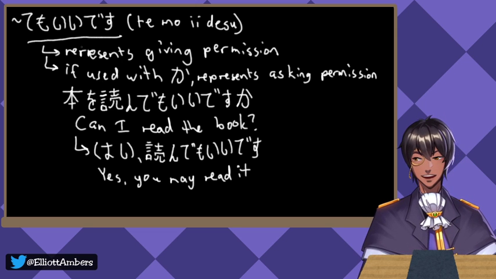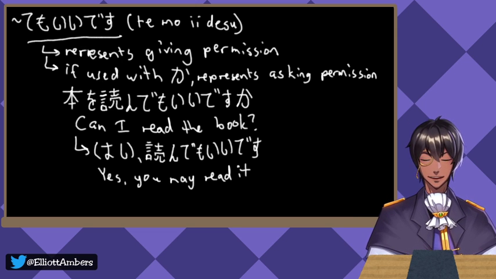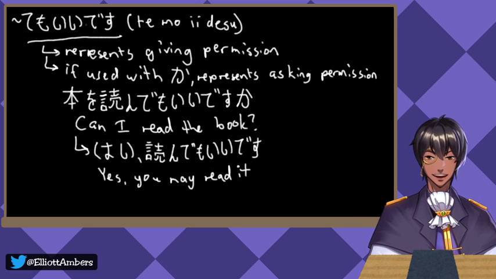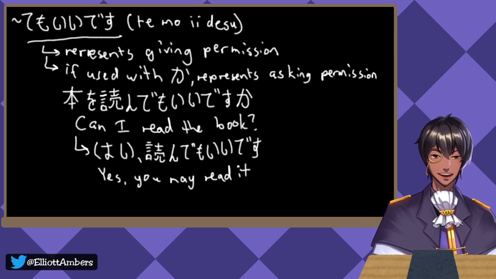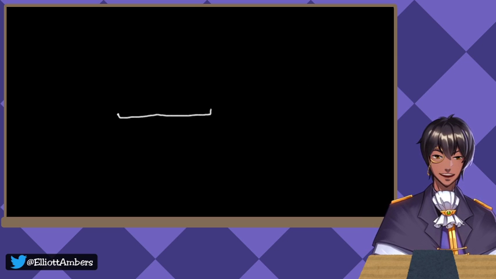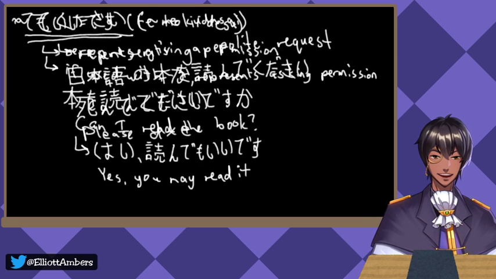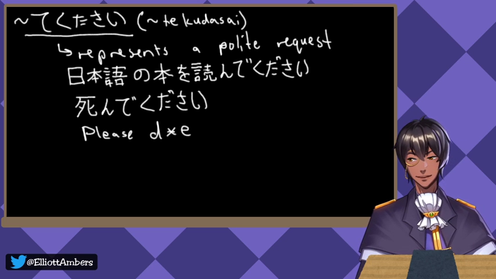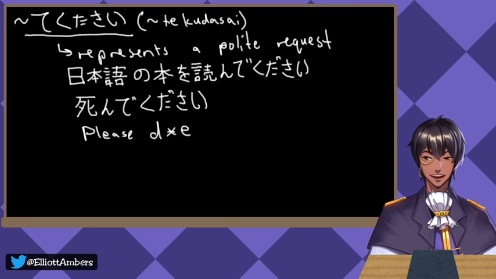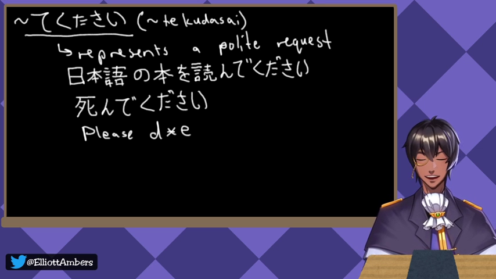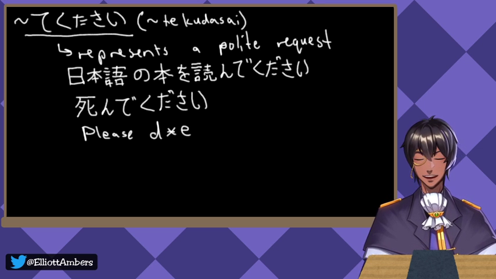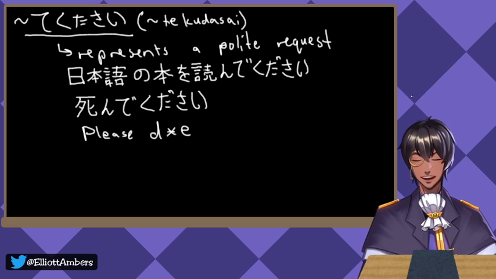So, te kudasai is requesting something from someone. Te mo ii desu is about permission and asking for permission. So two different uses of that request form. So it's important to know what the difference is in order to ask for different things, so that while you know that the te form is for requests, you need to also know how to frame those questions.